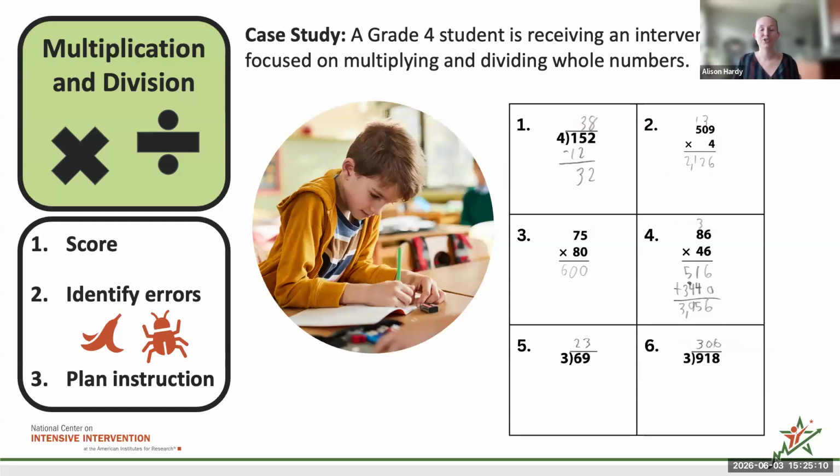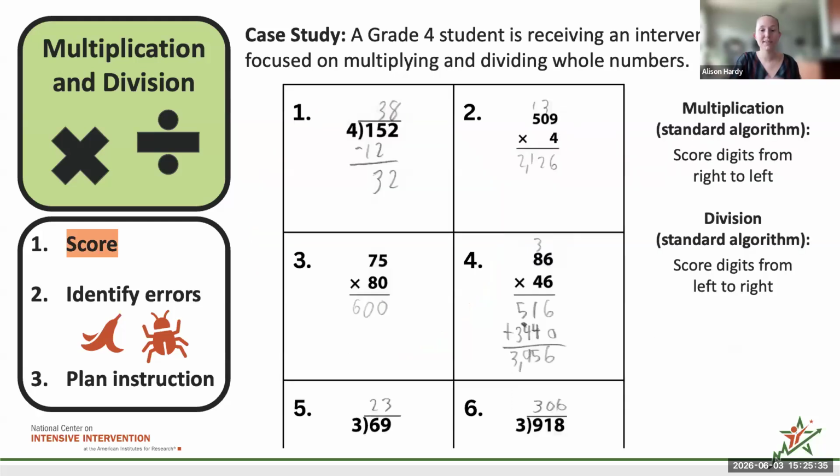Okay. So we just looked at 2 examples of addition and subtraction error analyses, one with a more place value rooted strategy and then one with a standard algorithm. Next, we will dive into a multiplication and division case study where we have a grade 4 student who is receiving an intervention on multiplying and dividing whole numbers. So let's kick it off with scoring.